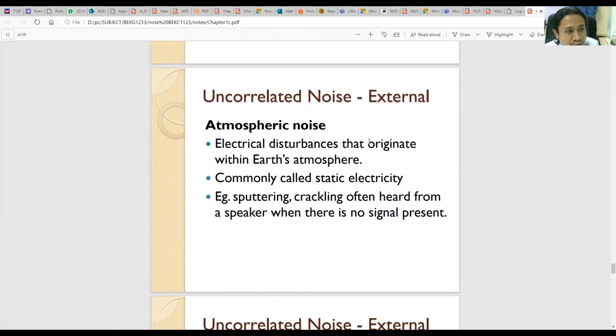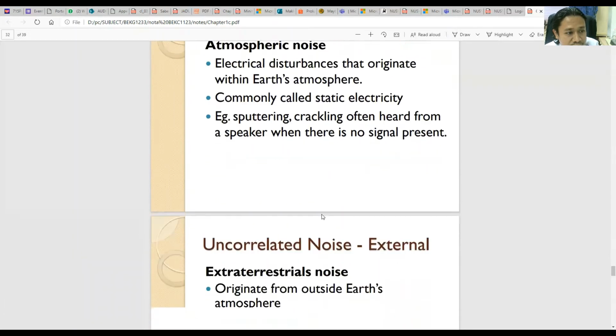Alright, for uncorrelated noise, external atmospheric noise is an electrical disturbance that originates within the Earth's atmosphere, commonly called static electricity. For example, sputtering and crackling are often heard from a speaker when there is no signal present. So when we have no signal, on the speaker we hear the crackling. That is what we call atmospheric noise.